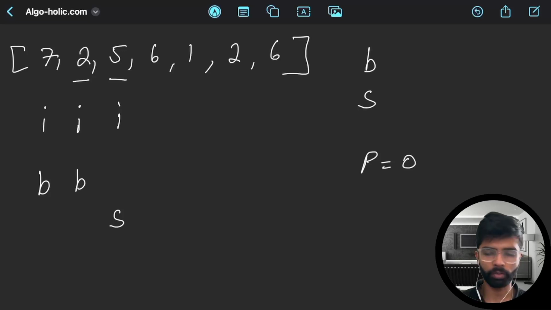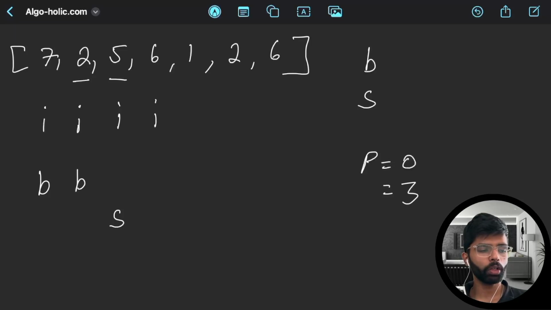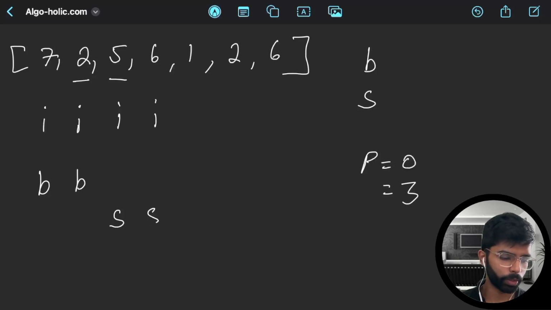So what is the profit that we get from this? The difference is going to be 3. We move I again. Now we found a value which is more than the current value of S. So why would we sell the stock at 5 when we can sell the stock at 6? So we move the value of S.